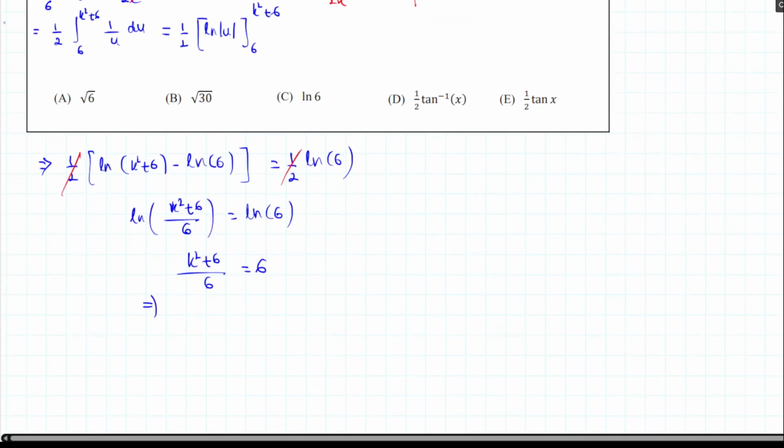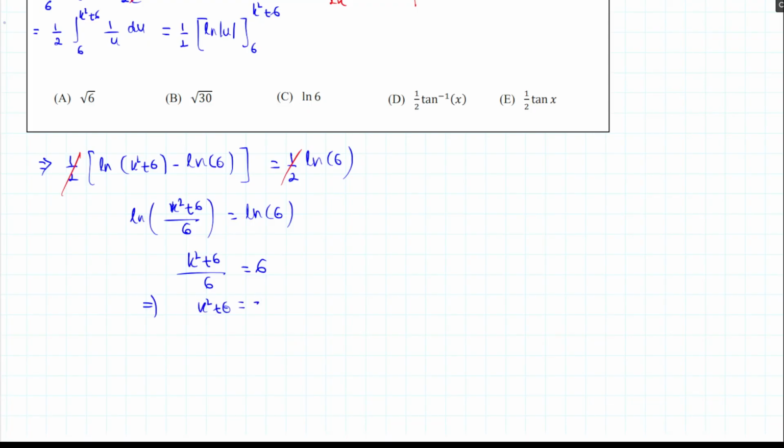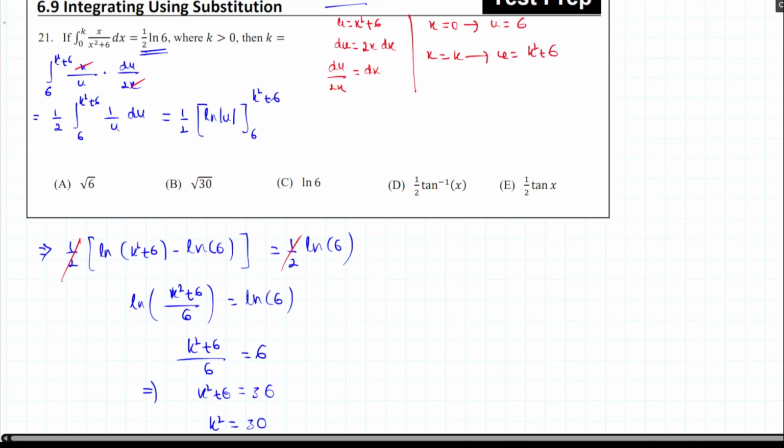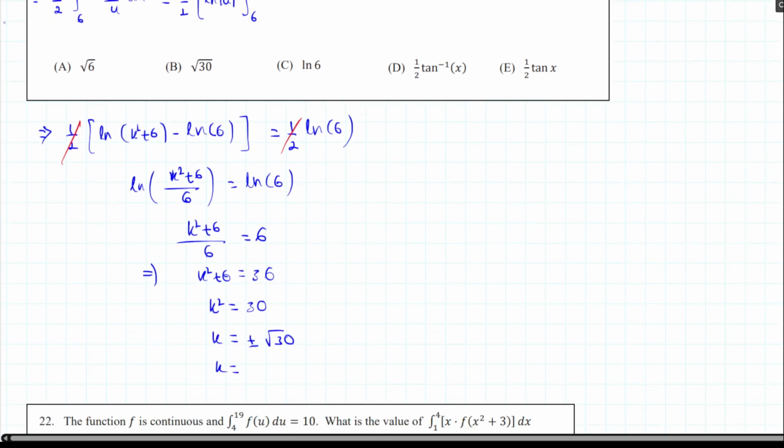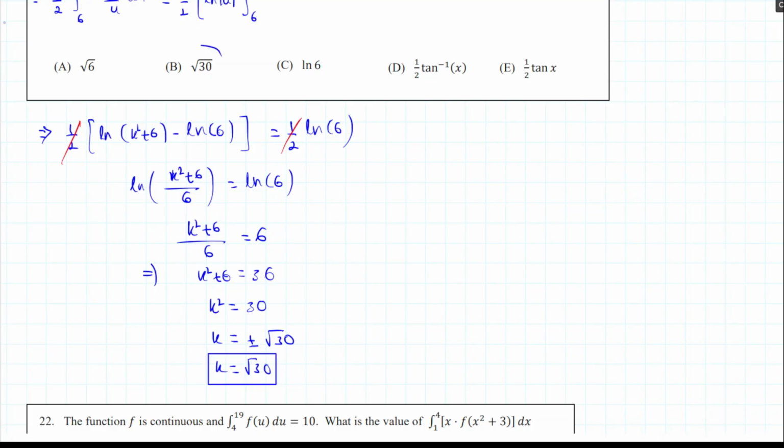And we have, cross multiplication, k square plus 6 equal to 36, and k square equal to 36 minus 6. 36 minus 6, that is 30, so k equal to plus or minus root 30. But in the problem k is given as positive only, so we can discard the negative value, so that k equal to root 30. So the option B is correct.